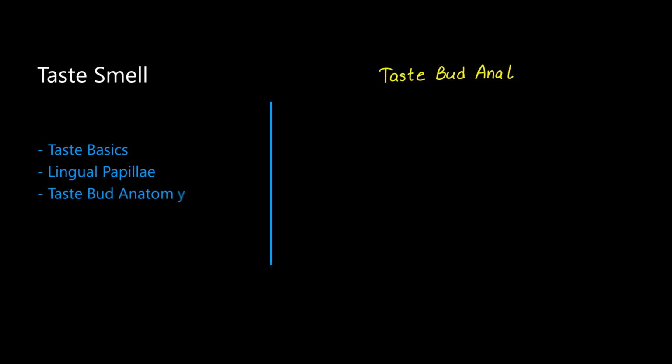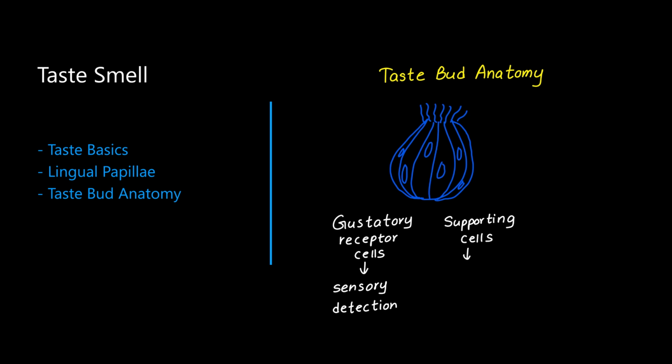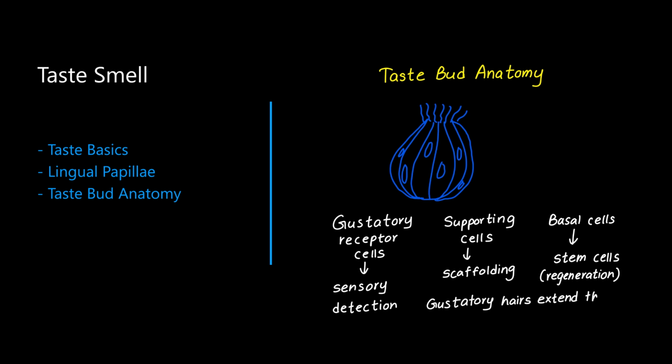Inside each taste bud, 3 cell types work together. Gustatory receptor cells are the actual sensory cells that detect tastants. Supporting cells are long, spindle-shaped cells providing structural scaffolding. Basal cells sit at the bottom, acting as stem cells, constantly regenerating the other 2 types. Gustatory hairs extend from the receptor cells through the taste pore, increasing surface area exposed to whatever you just ate.